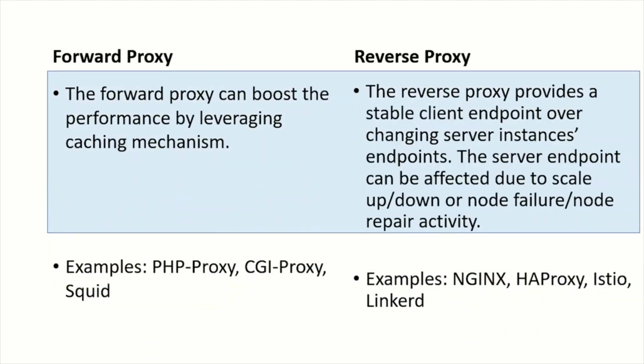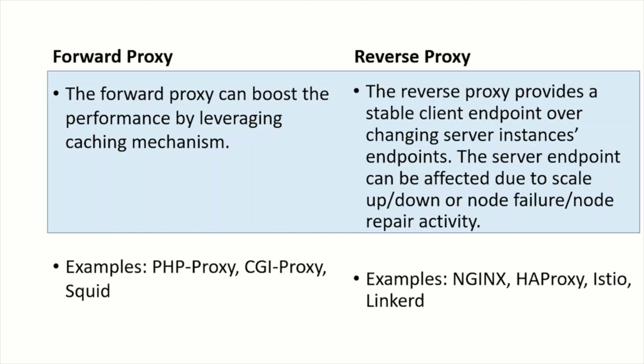The forward proxy can boost the performance by leveraging caching mechanism. So whenever you're making a request from a private network to the public internet, and you are fetching some result, and if you are repeatedly trying to call the same network, then forward proxy can act as a cache. It will store the data after fetching it from the internet.